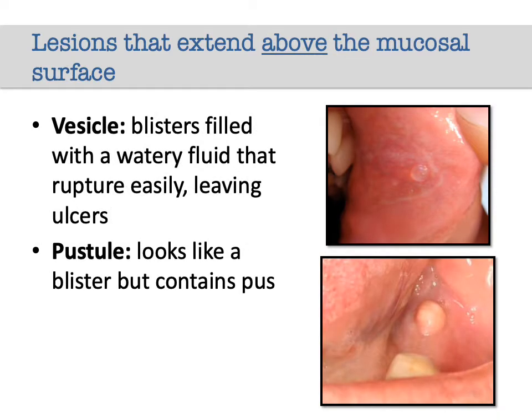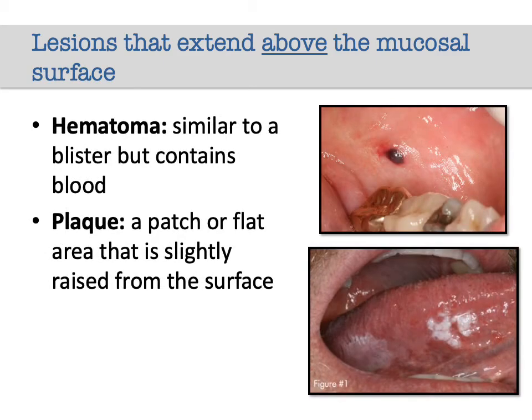Now let's look at some of the lesions that extend above the mucosal surface. A vesicle is a blister that is filled with a watery fluid and ruptures easily, leaving behind an ulcer. A pustule looks like a blister, but it contains pus, which is typically a whitish yellow color. A hematoma is similar to a blister but contains blood.